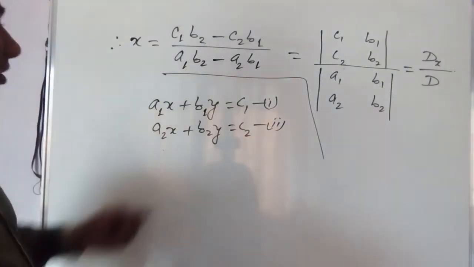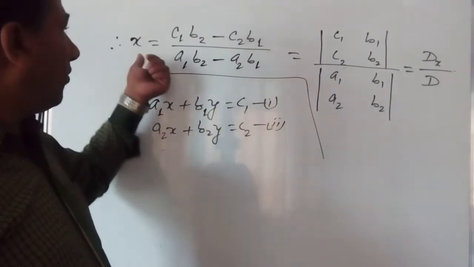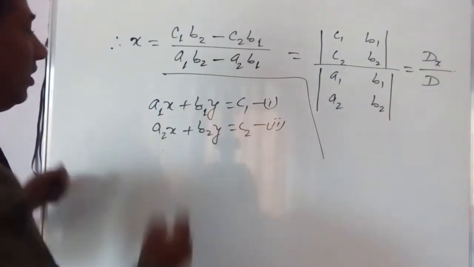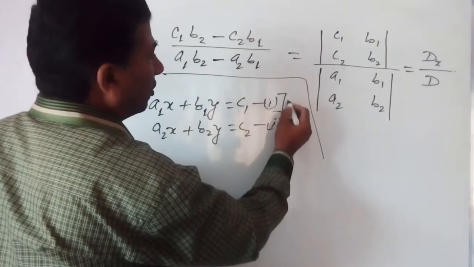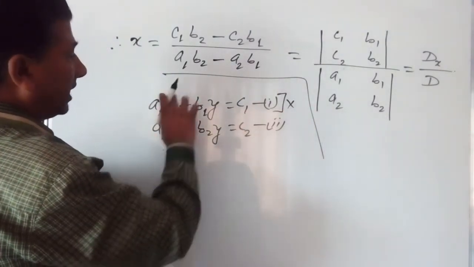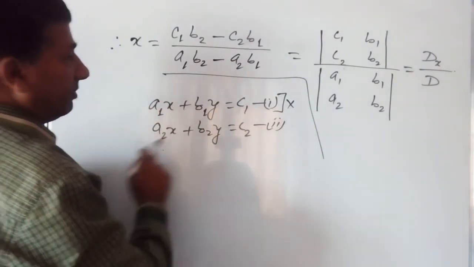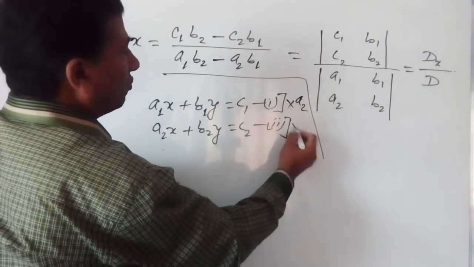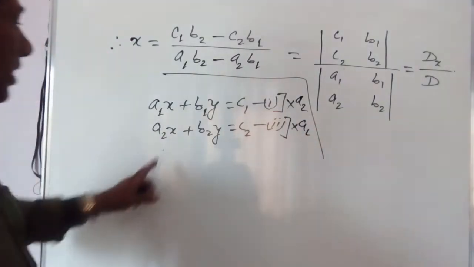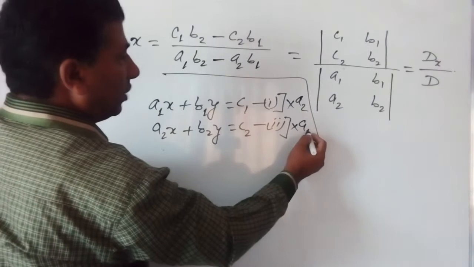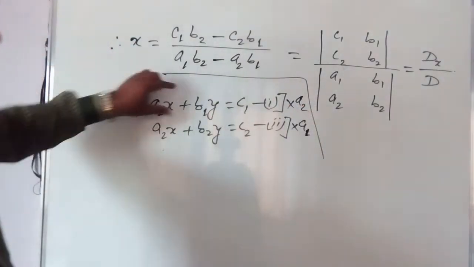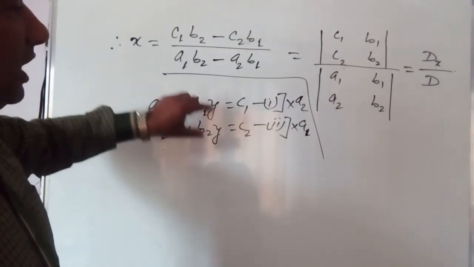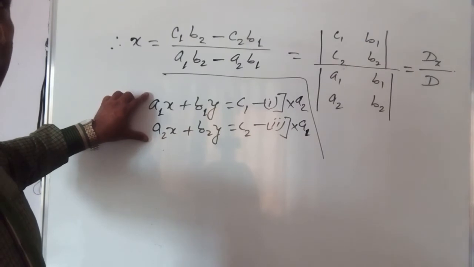With these two equations, we cancelled y and found x. Now I'll cancel x, then we'll find y. To cancel x, again the same method, I'll do the shortcut way. Now the coefficients of x are not the same. To make them the same, multiply equation 1 by a2 and equation 2 by a1. Then the coefficient of the term of x will be the same.